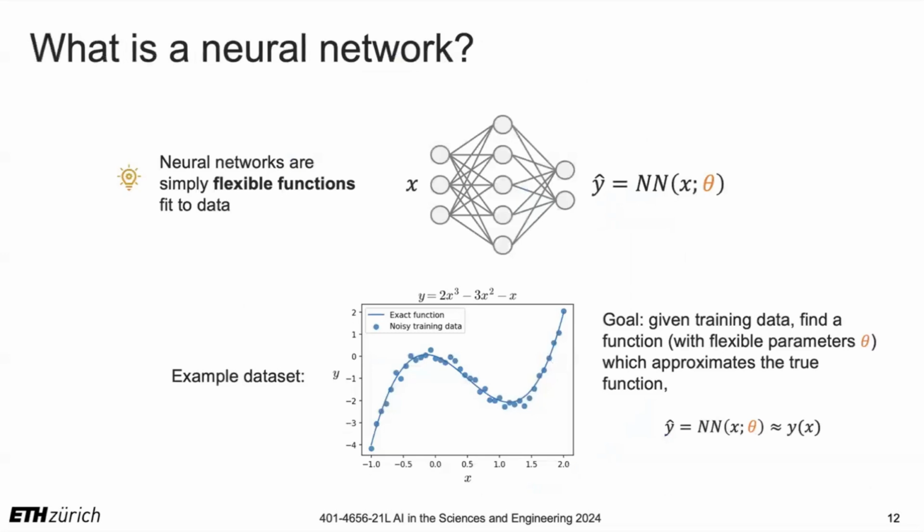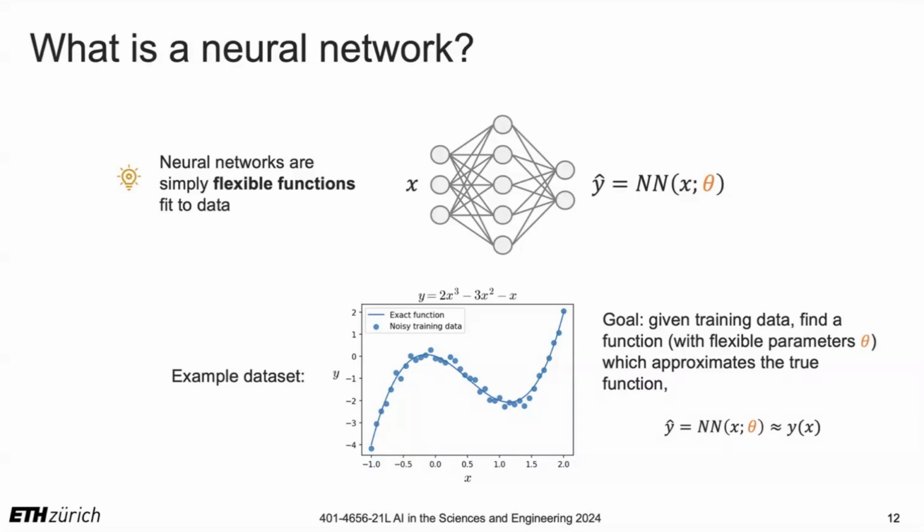Okay, so if there's one thing that I want you to take away from this lecture, it's the idea that neural networks are very simply just flexible functions that are fit to data. That's quite a simplistic view of neural networks, and of course there's a whole variety of architectures and a lot of complexity when training networks. But this is really useful, especially when we're going to apply neural networks to scientific problems. This is a very useful way of thinking of them.